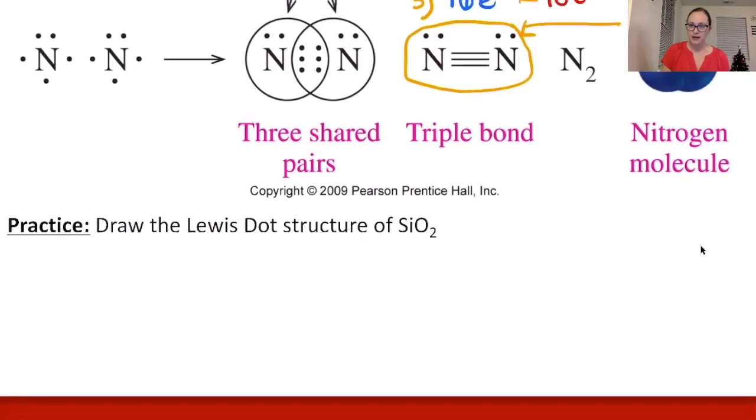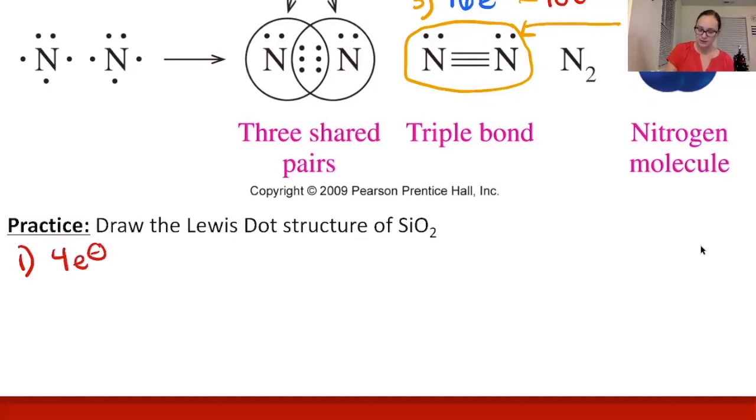Okay, we're going to do one practice example real quick with multiple bonds. Our first job is to calculate how many bonds we're going to need in this molecule. So step 1 again, how many valence electrons? Silicon has 4 valence electrons.